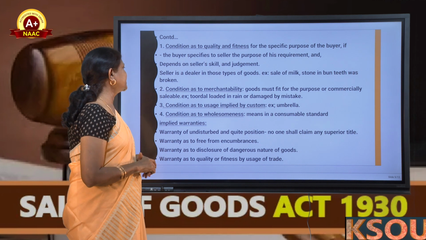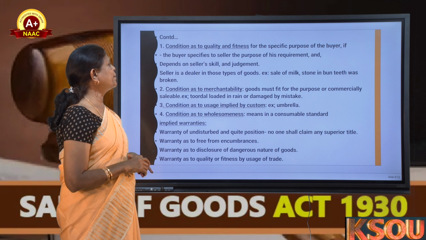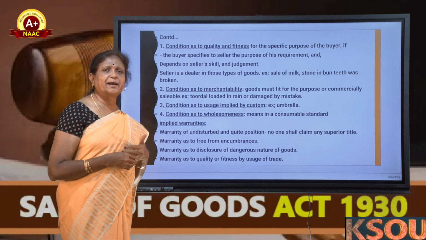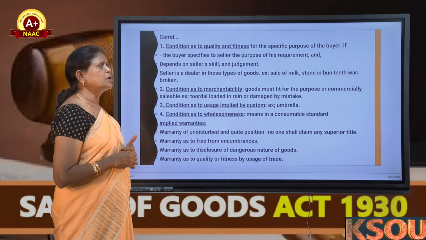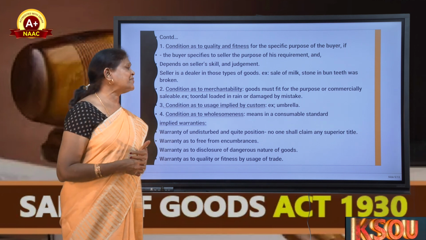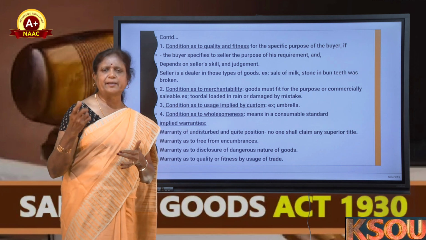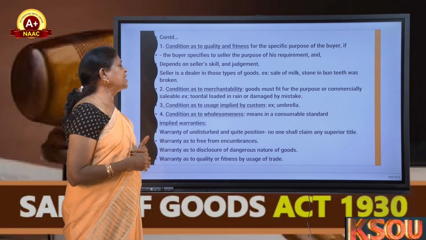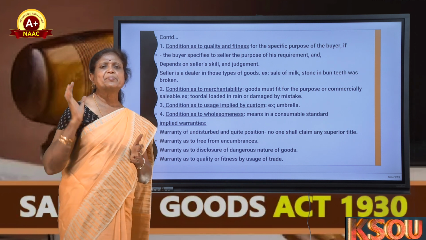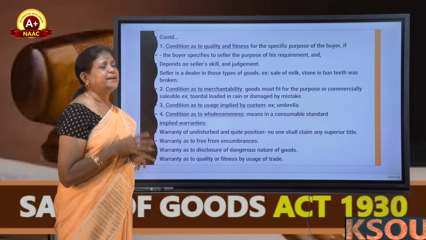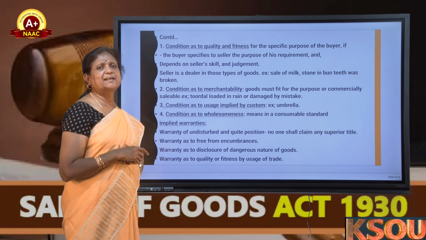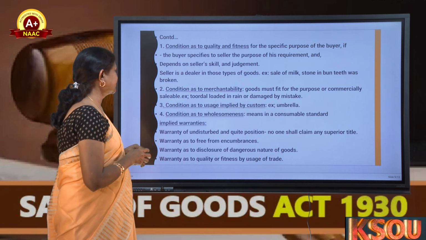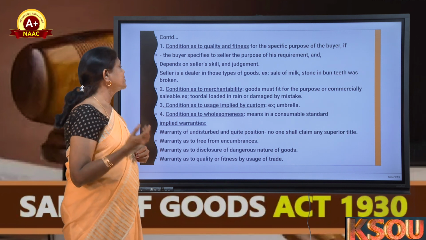And thirdly, it is a condition as to usage implied by custom. In some cases, it is not necessary that the buyer state the particular purpose for which he is purchasing the goods. Say for example, if the buyer wants to buy an umbrella, the implied condition is that it is for rain or for sun. In such cases, the buyer need not explain for what purpose he is going to buy it. So it is a condition as to usage or custom.